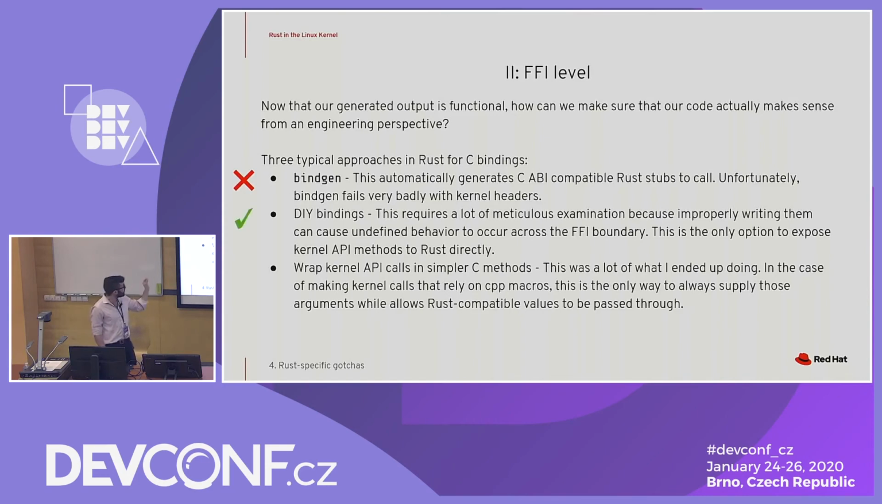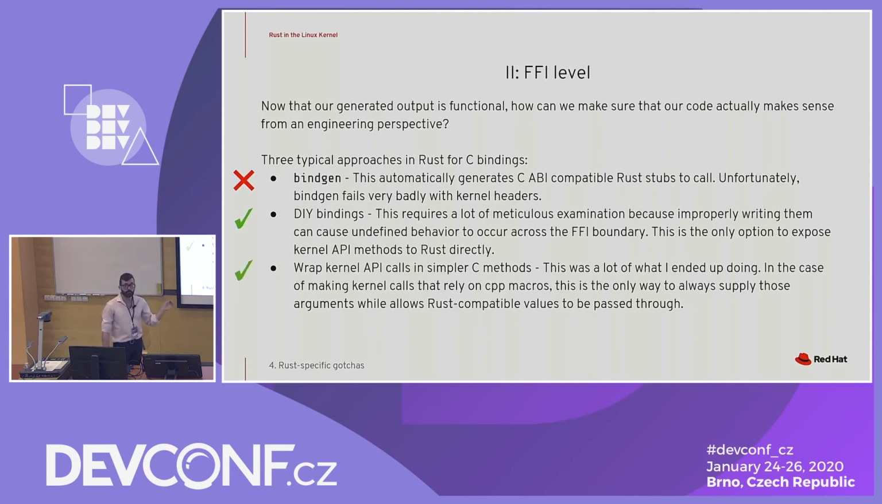Now we can do DIY bindings, and some of that is really necessary because this is the only way to expose kernel methods directly from kernel space into our Rust code. This gets a little bit messier because we actually have to make sure that our data types match up directly between the kernel API and our API that we've exposed. So this one should be done with caution, but it really is the only way to expose kernel methods directly.